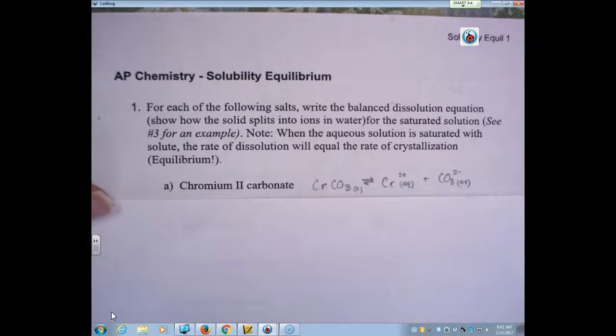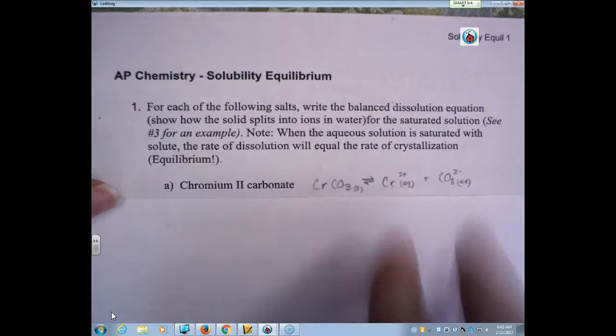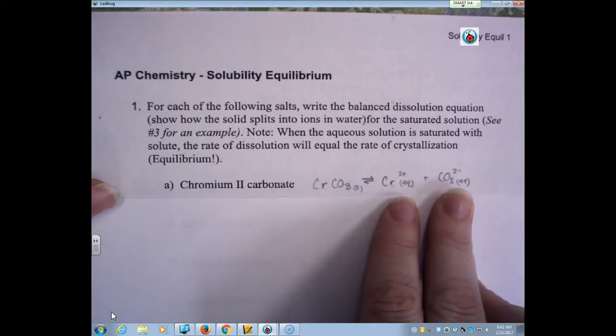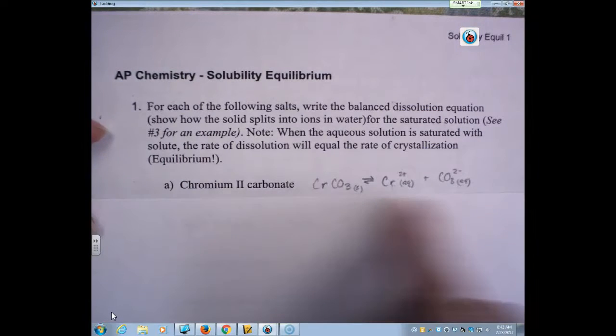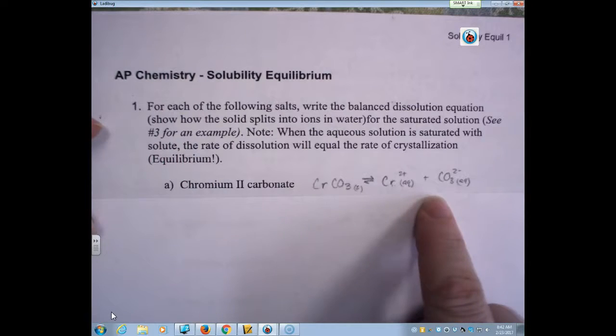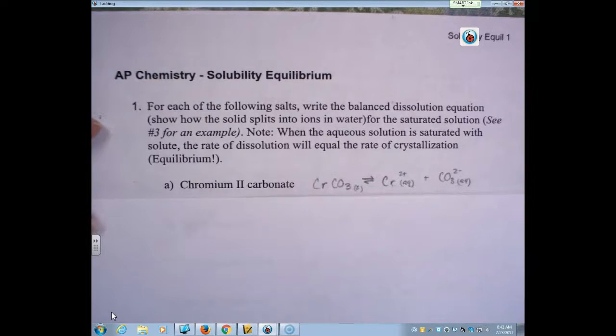It is going to split up into chromium ions and carbonate ions. And again, we should see ions over here. Don't split up a polyatomic ion. It is a double-headed arrow because at a saturated solution, both reactions would be happening. This would be splitting up at the same rate that this would be getting back together.